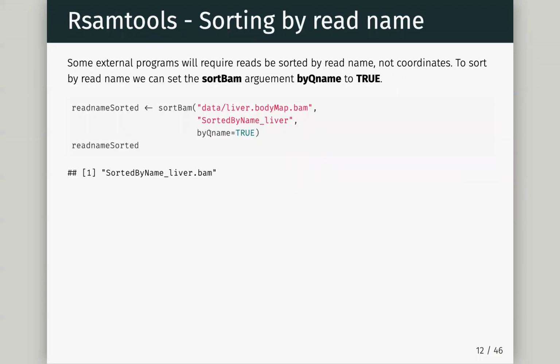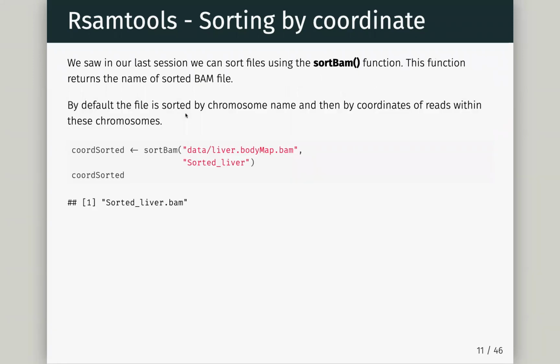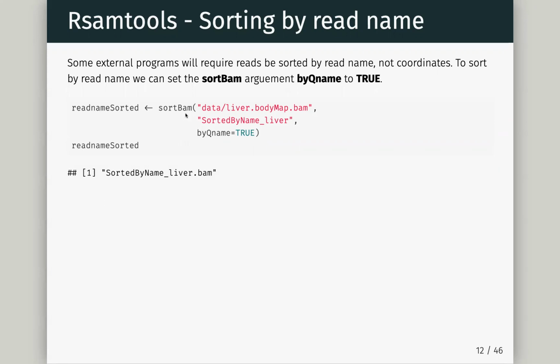So we can do that very simply just by adding by QName, setting that to be true. And then it's not going to bother about coordinates. It's going to find read names, place them next to each other, and write them to file. Okay. So you can still do that, even though we're not going to use that much inside R, because what R does is read this all into memory. So we'll have all the read names available to us. When you're doing a program like bedtools, which likes to stream it, sorting by query name is really important.